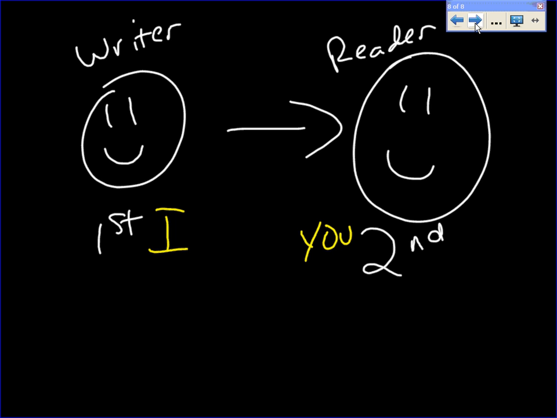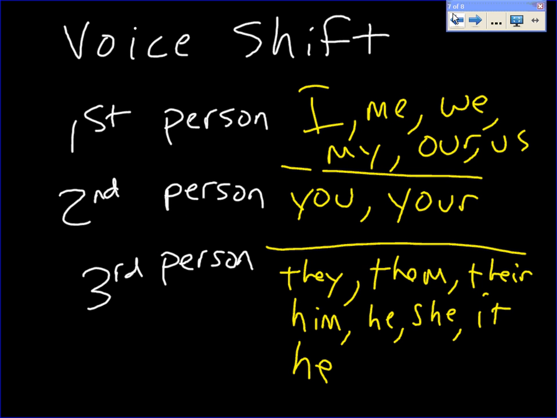What do I mean by a voice shift? Usually from I to you. Usually the shift is from first to second person voice, but somehow, Max, you're correct. There's a movement from one of these to the other.